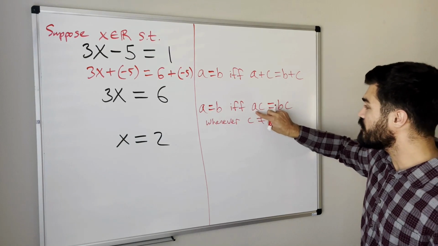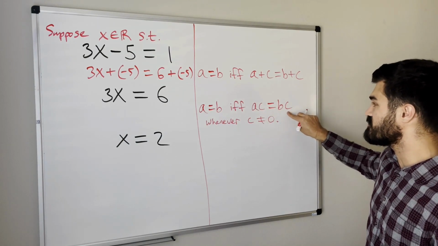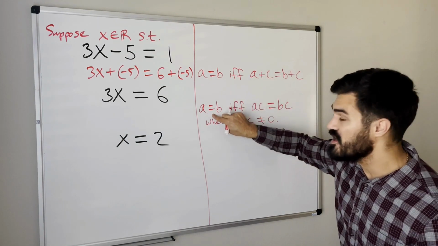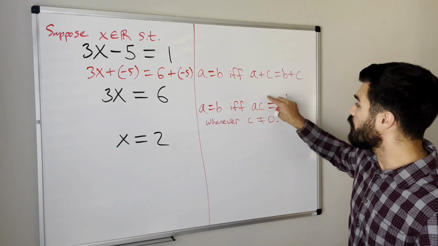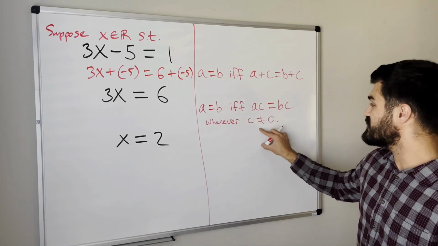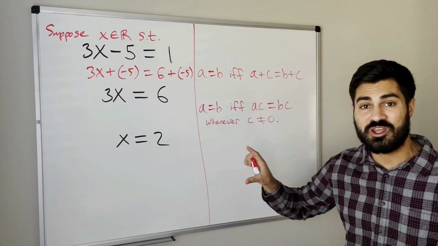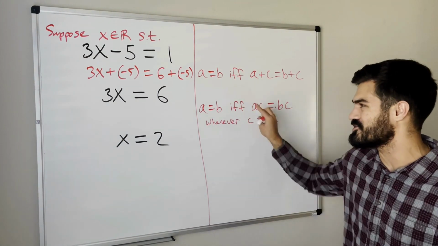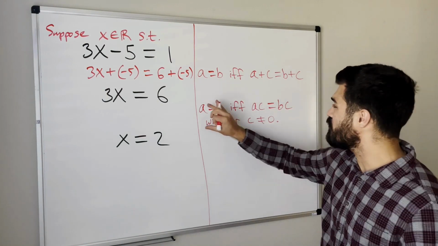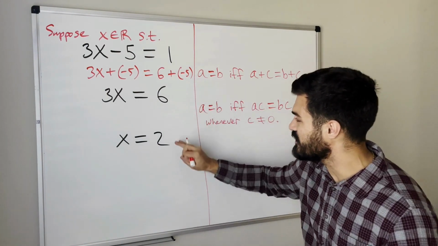So going from A times C equals B times C to A equals B, that only works in general if C is not 0. When C is 0, we can't make that claim in general. That's going to come up a little later, so keep that in mind. But how are we using this justification to go from here to here?